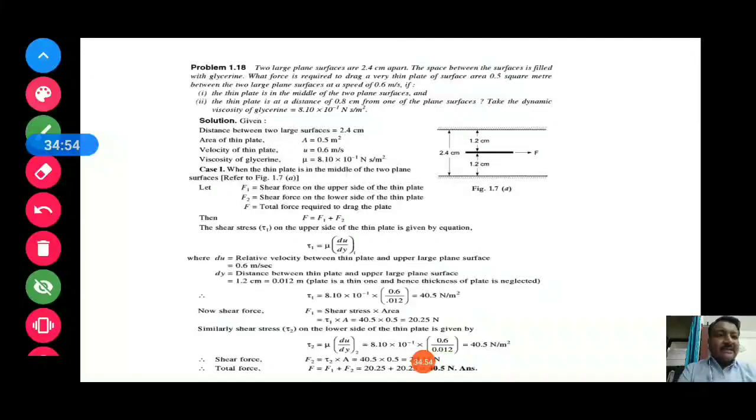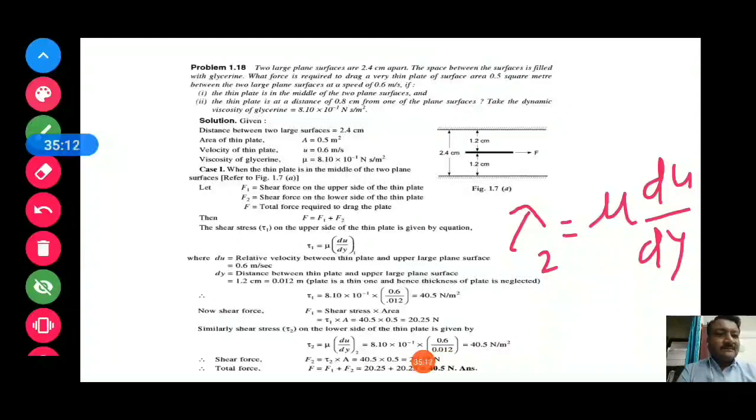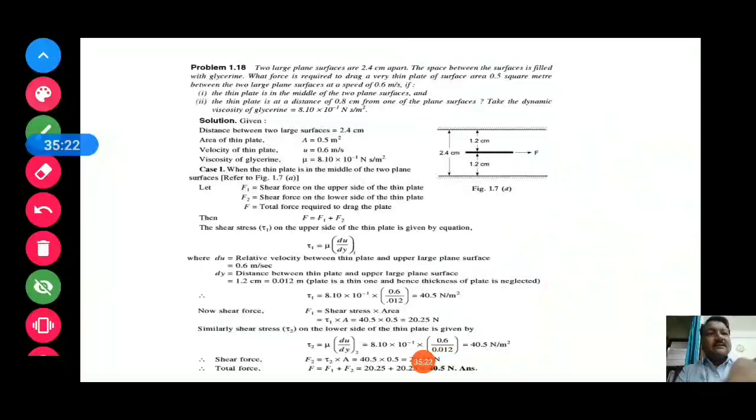Now see, either you can use the same formula to find out F2, means Newton's law of viscosity, tau 2 is equal to mu du by dy, or directly you can double it because the distance is the same, as the plate is at the middle. So as the plate is at the middle, the shear force is double. Now you can find the shear stress, and after that you can find F2.